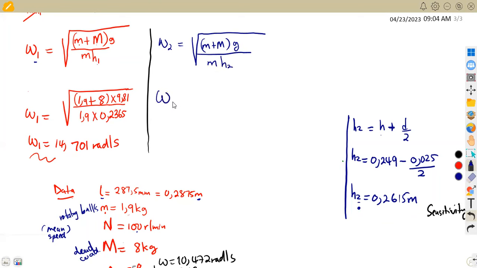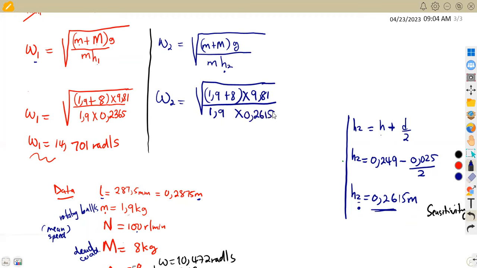So this can give us omega-2, which is, this one is a repetition as it is, 1,9 plus 8 times the gravitational acceleration 9,81 over the mass as it is, 1,9. The only thing that changed is h2, according to that sleeve movement that we talked about before. So that will be 0,2615. All right, so you have your omega-2 in this case, which is going to give us 13,981 rad per second.